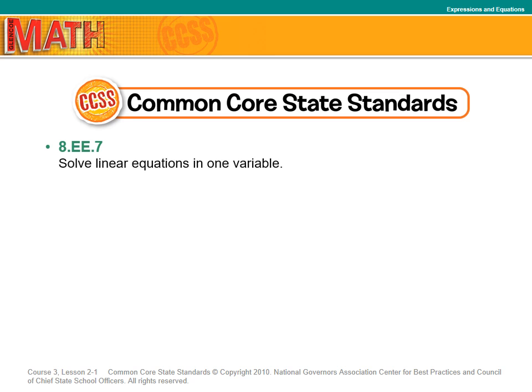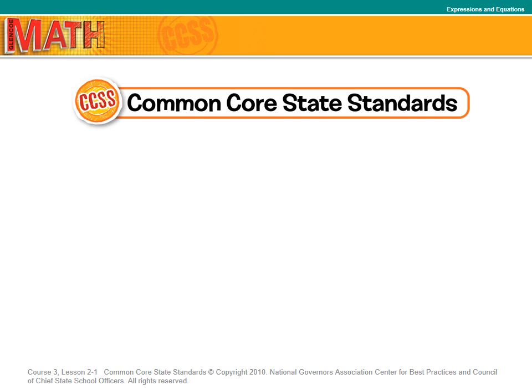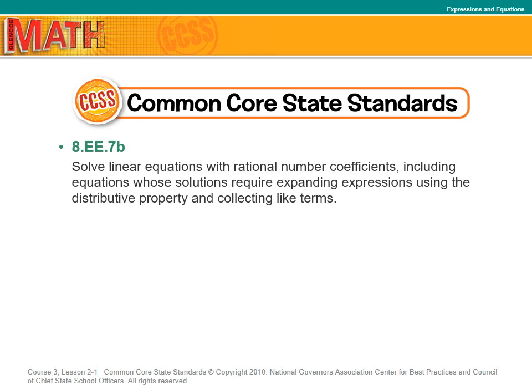8.EE.7, solve linear equations in one variable. 8.EE.7a, give examples of linear equations in one variable with one solution, infinitely many solutions, or no solutions. 8.EE.7b, solve linear equations with rational number coefficients, including equations whose solutions require expanding expressions using the distributive property and collecting like terms.